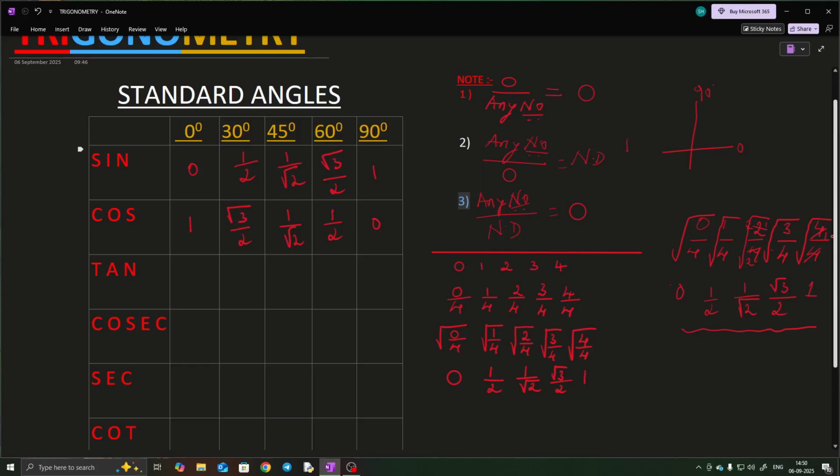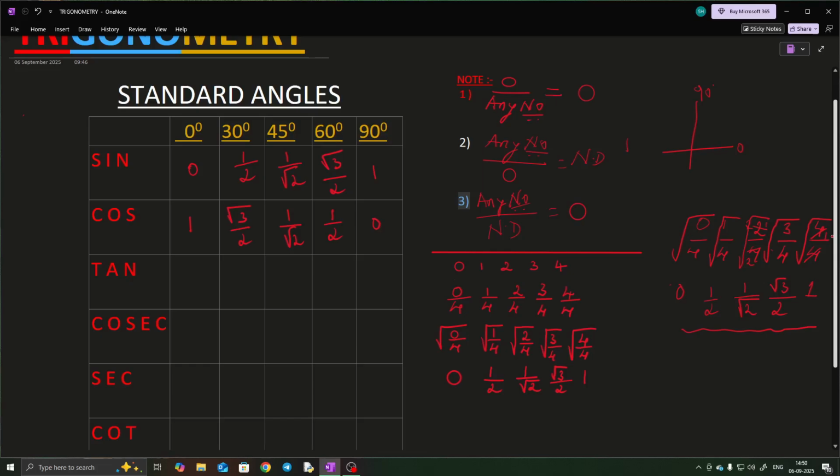The rest of the complete chart is going to be written within some 20 seconds. You can write it up just in order of that. So cos is going to be the reverse of what you've written for sine. So 1, root 3 by 2, 1 by root 2, 1 by 2 and 0.